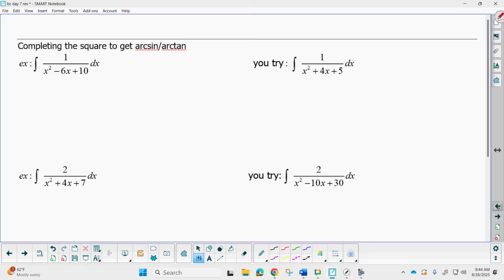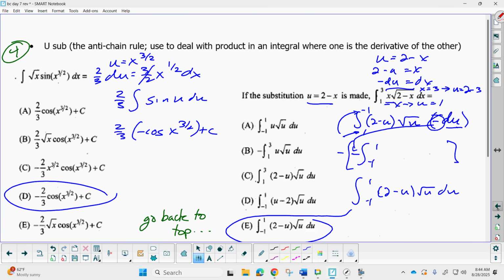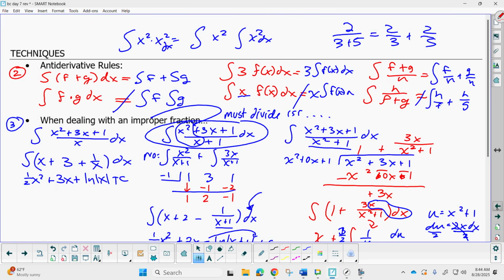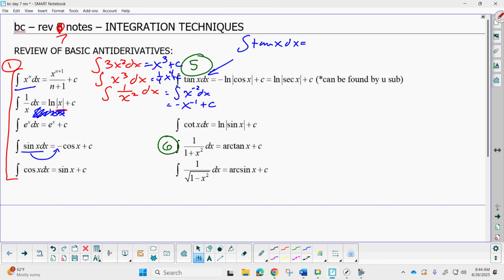Let's go back to the notes now. We'll come back. We're going to do some of those off the homework, but I want to make sure we're cool. This also is u sub then. You could do cotangent by the same cosine over sine u sub kind of approach. But there's no negative there.